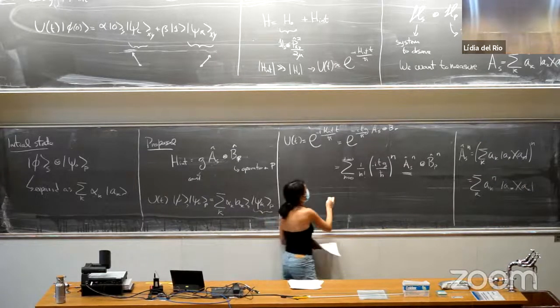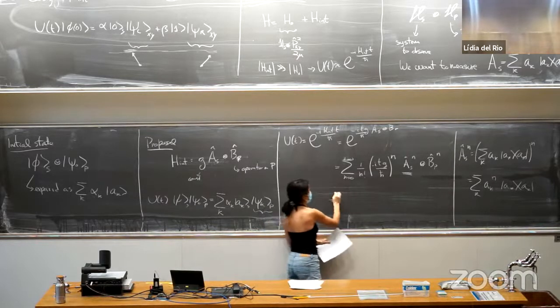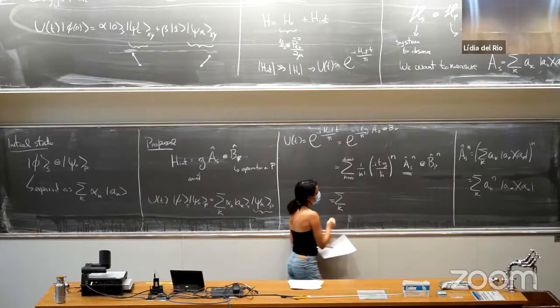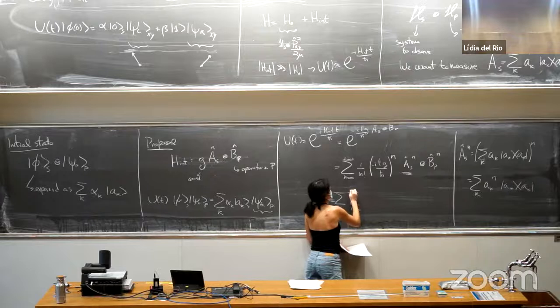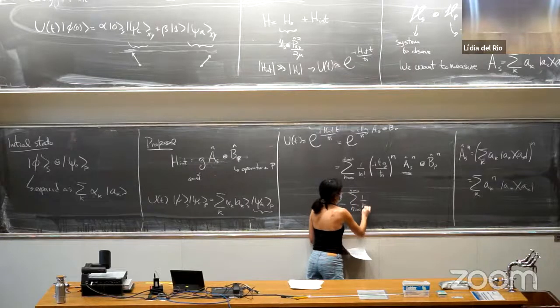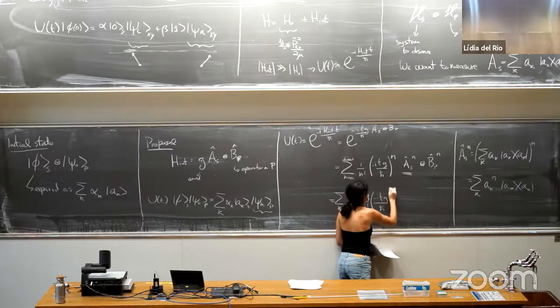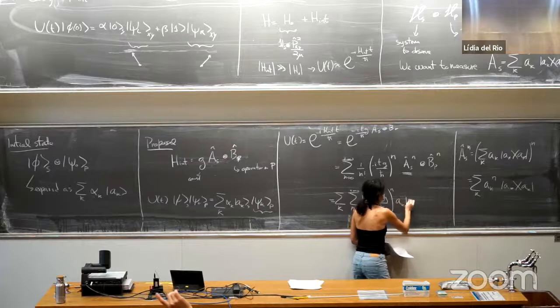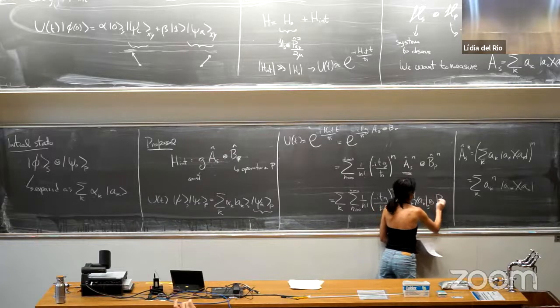And for reasons that will be clear later, we pull the sum outside. So we have the sum over k first, and then we have the sum over n, and then this whole thing, which acts on system S. Okay.